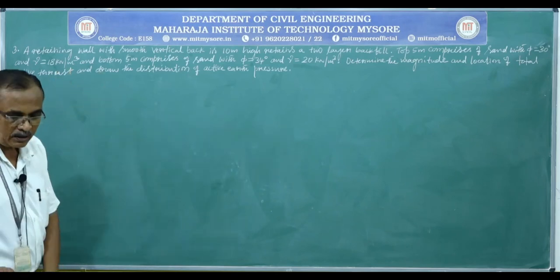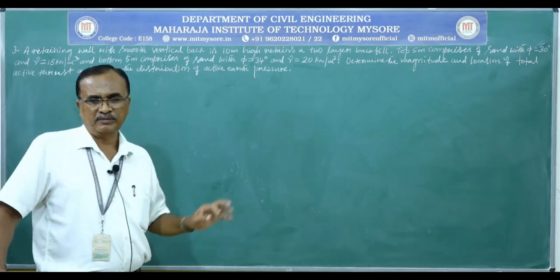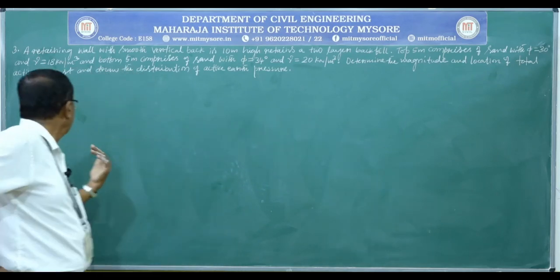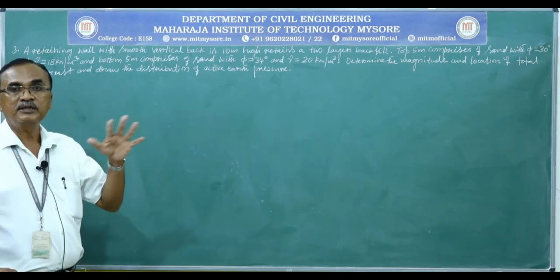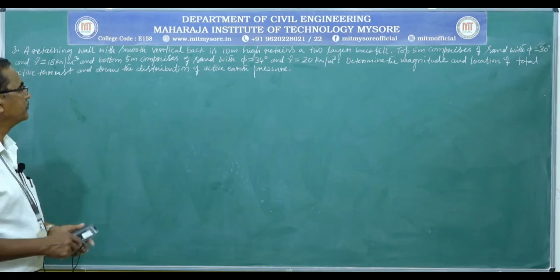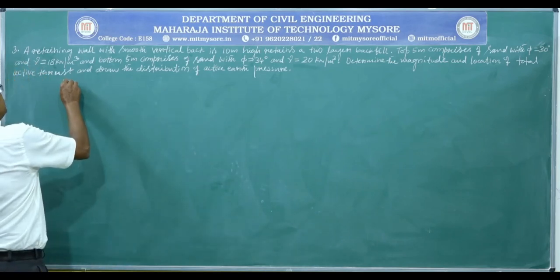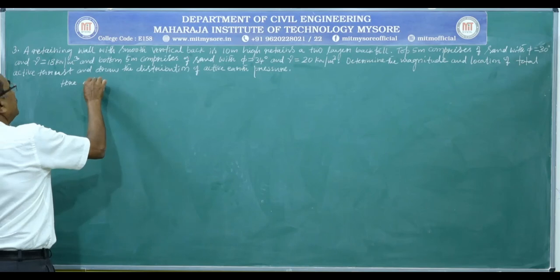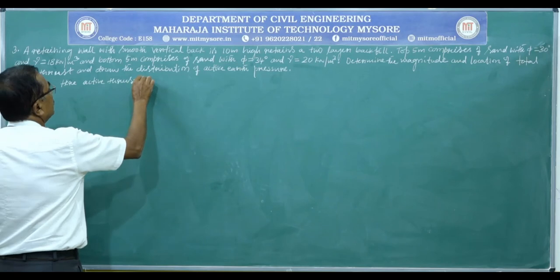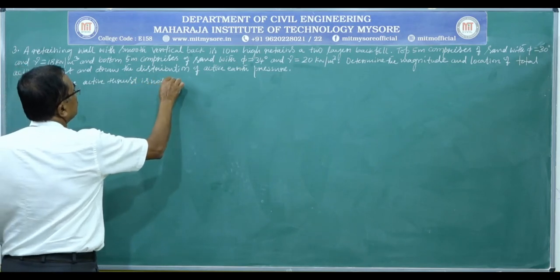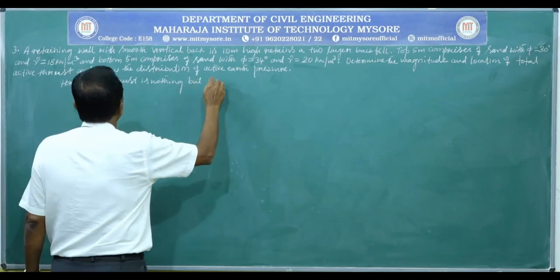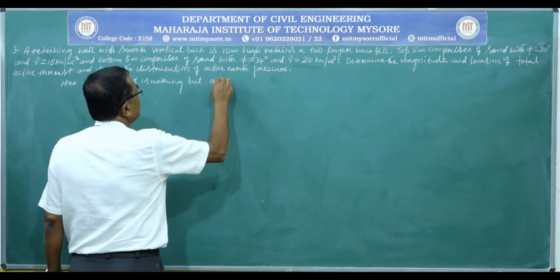Active thrust is nothing but the total lateral active earth pressure, or active thrust is nothing but lateral earth pressure. So, active lateral earth pressure. Here active thrust is nothing but active earth pressure.